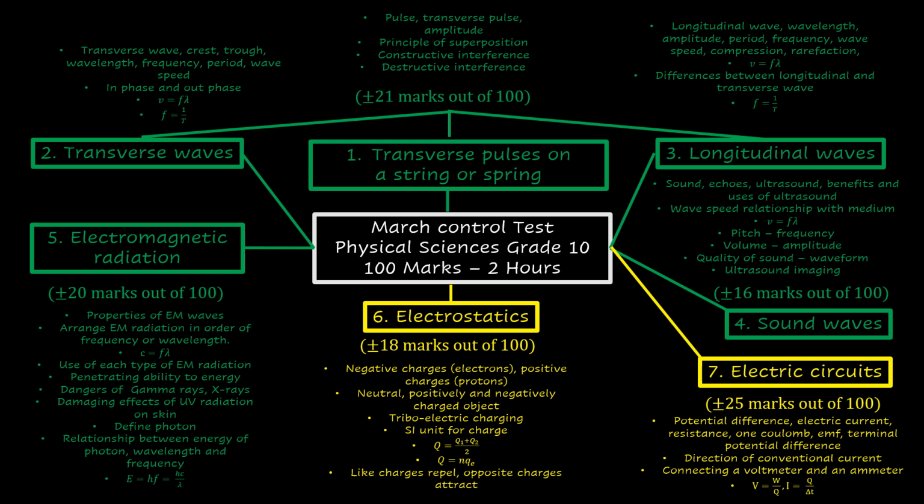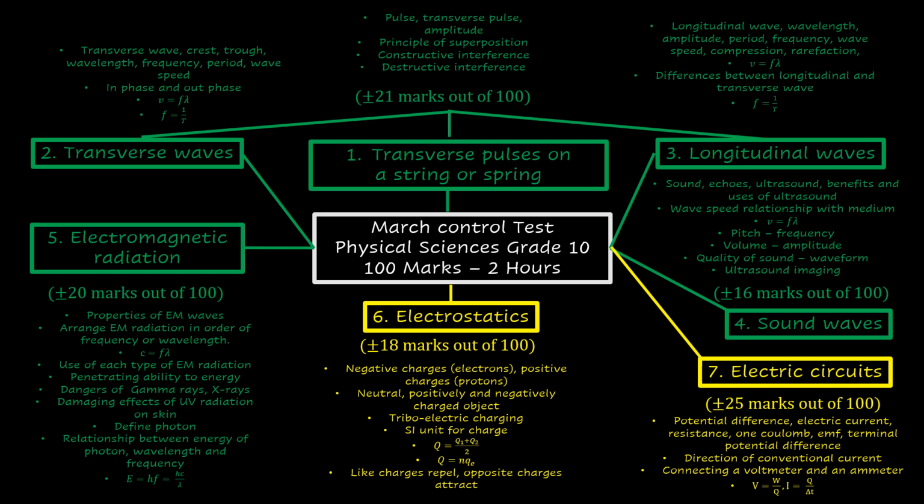And lastly, you need to know these two equations. You need to know how to work with them. The expression for potential difference: V equals the work done divided by the charge, and the current: I equals the charge divided by the change in time, delta t.